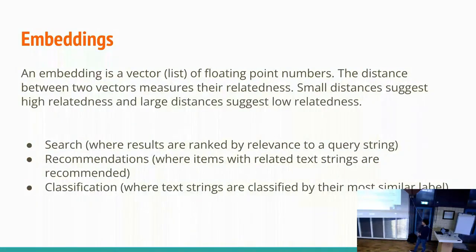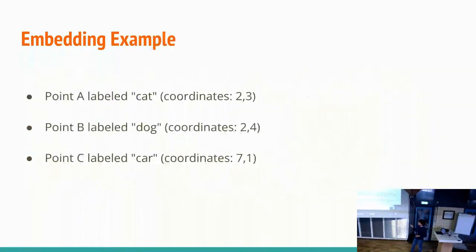Embeddings, let's say, are a list of vectors, floating point numbers. Basically, they are the coordinates in the vector database. And basically, they show how related two words are based on the distance between these coordinates. And again, because the system does not understand our language, it understands numbers. So we use it for search, recommendation, or classification.